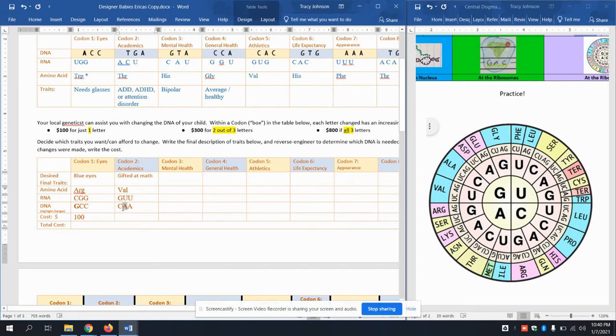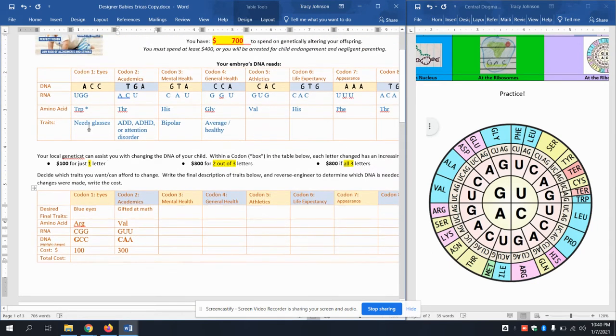And if you look, that means I had to change 2 letters, because I had TGA, and I've changed it to CAA. Not a huge change, but that's going to cost me $300. So my running total, I have spent $400 genetically engineering my kid, and all I've fixed is his need for glasses and his ADHD. Let's try and fix his bipolar disorder.